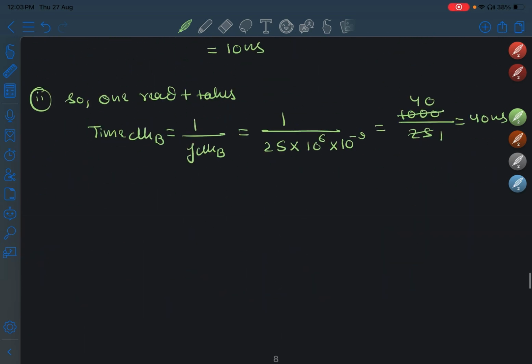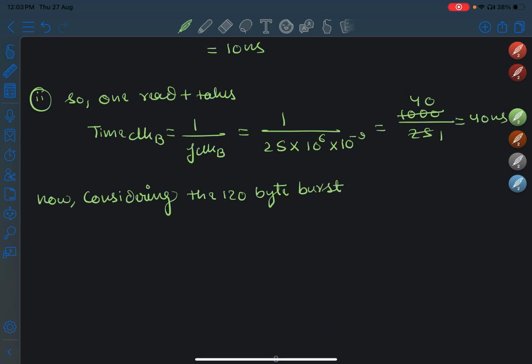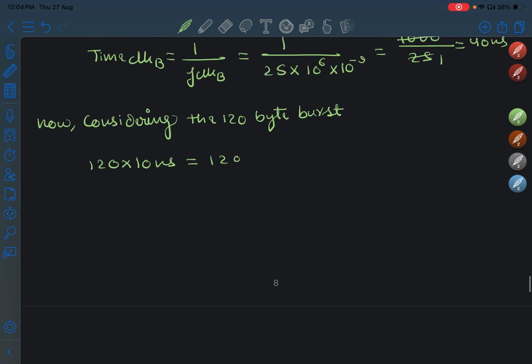So at 100 megahertz, writing 120 bytes takes 120 into 10 nanosecond. If one word takes 10 nanosecond, then 120 words will take 1200 nanosecond. 120 into 10 nanosecond is 1200 nanosecond. So the total time it takes to write 120 words is 1200 nanosecond.